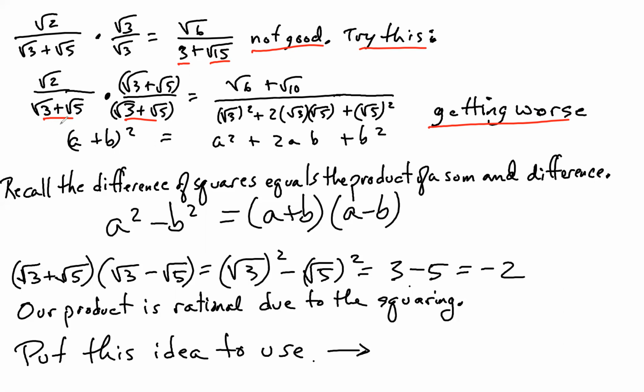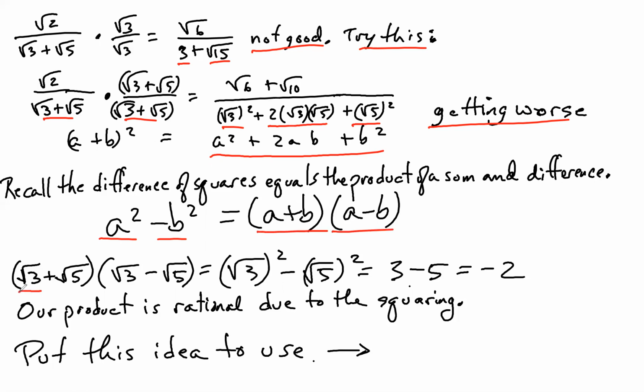This wasn't hard to do, though, because this is a plus b times a plus b, and if you recall, that was a squared plus 2ab plus b squared. But the point is, it's not getting any better. But let's go back to when we were factoring polynomials and we talked about the difference of 2 squares, a squared minus b squared, and it was a plus b times a minus b.